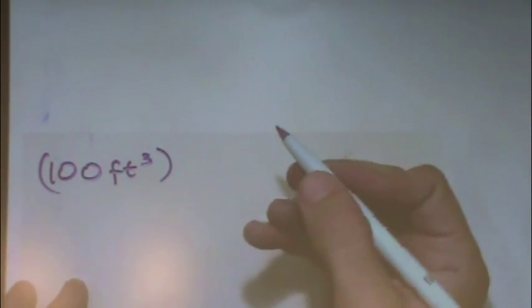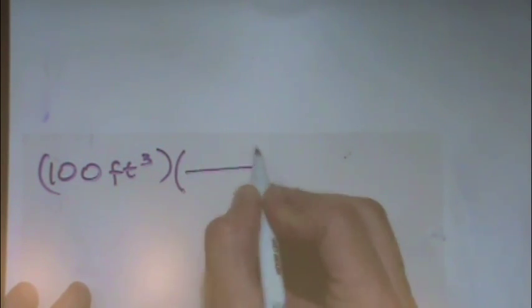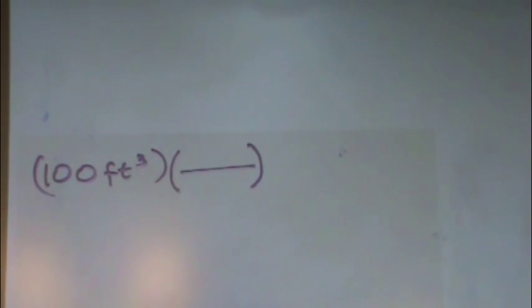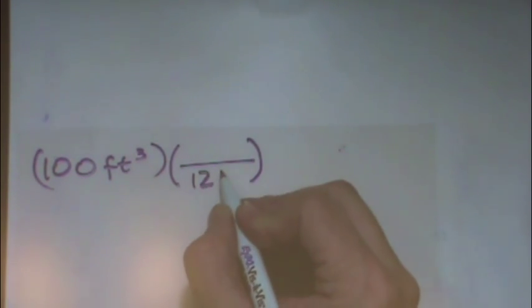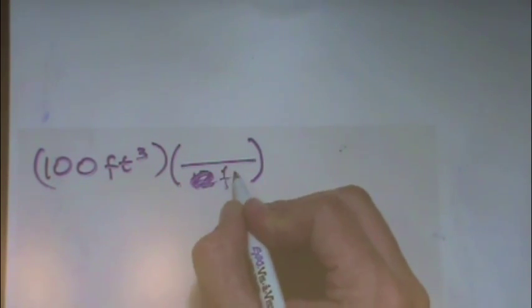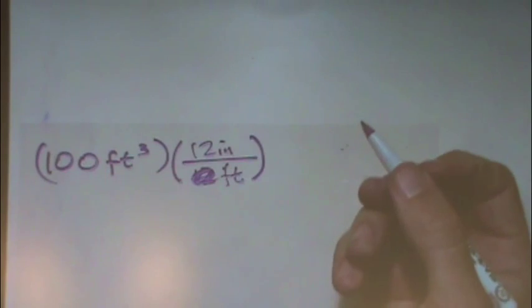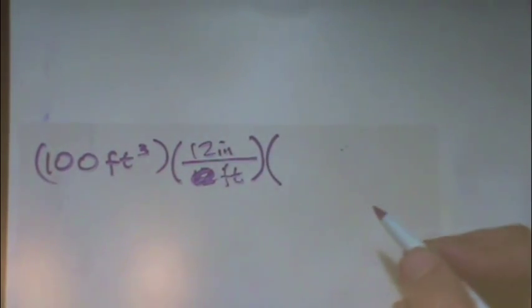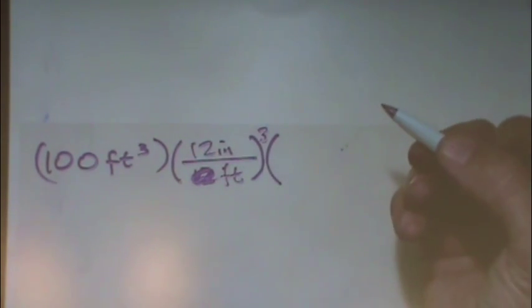Okay, so what do you do in this craziness? First of all, I want to go to meters cubed. So I need to get to inches, because the only way to go between SI units and English units is from inches to centimeters. Okay? You need to know there's 12 inches in a foot. And what do I need to do to that thing? Yeah, it needs the whole thing to be cubed.